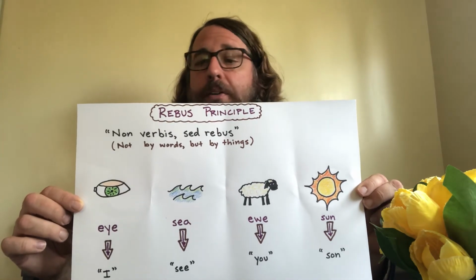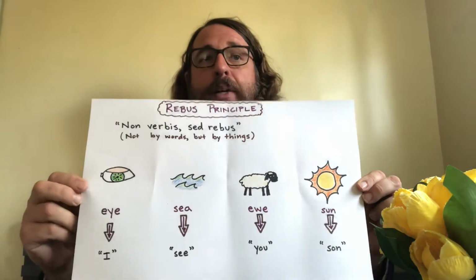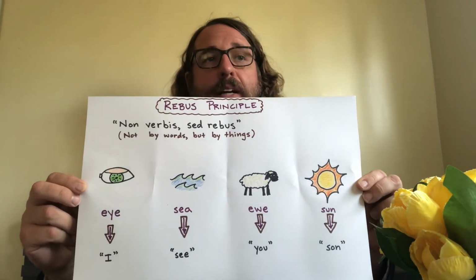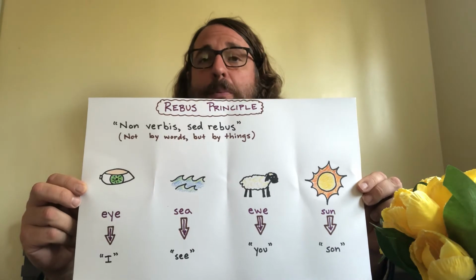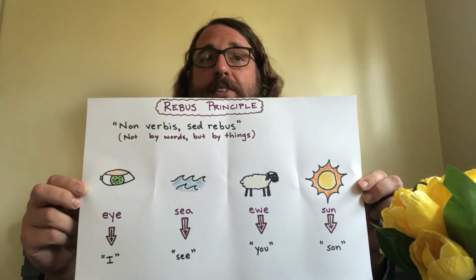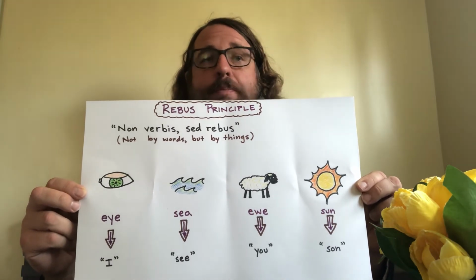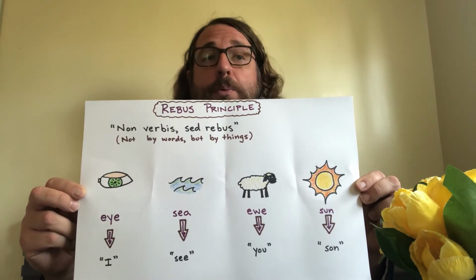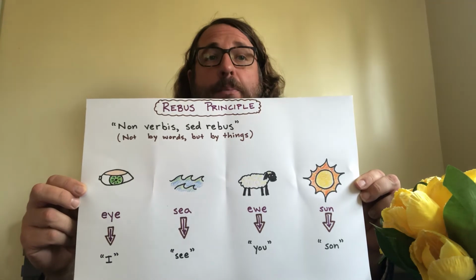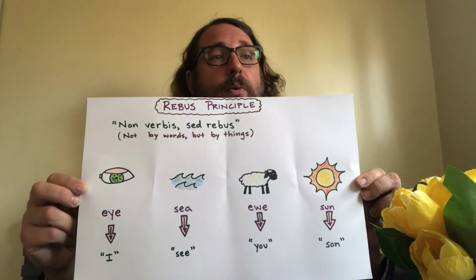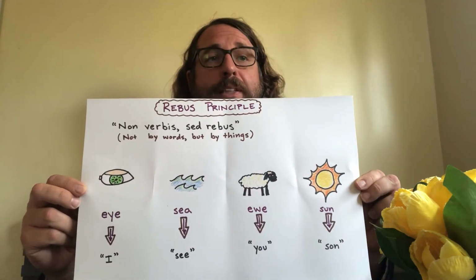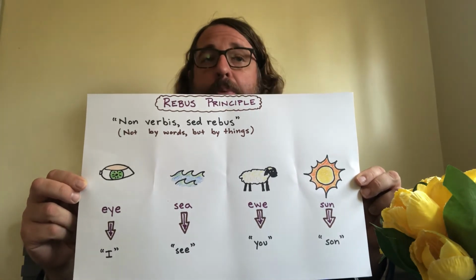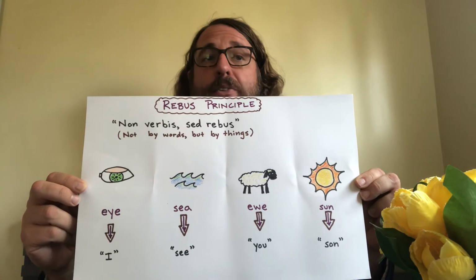First, I could draw the graphic symbol for an I, which is pronounced the same as the pronoun I. Second, I could draw a graphic symbol meant to represent the sea, which is pronounced the same as the verb see. Third, I could draw a female sheep, a ewe, which is pronounced the same as the pronoun you. Fourth, I could draw a symbol meant to represent the sun, which is pronounced the same as the noun son. So this would be a rebus for the message, "I see you, son."